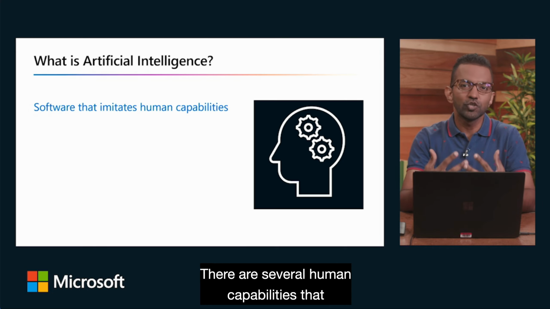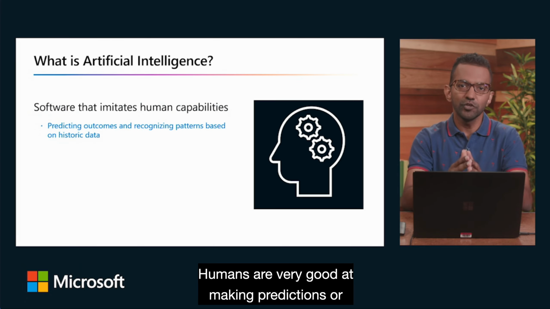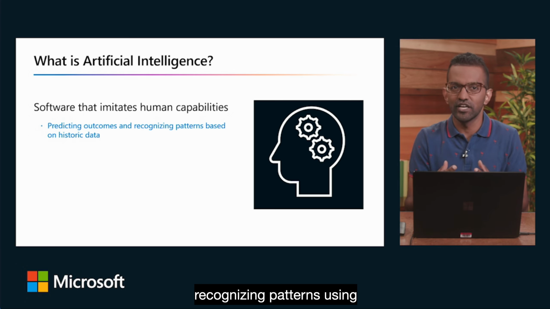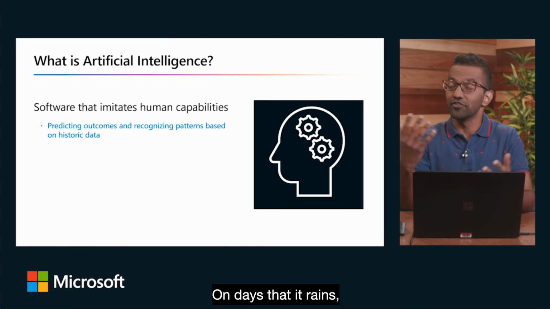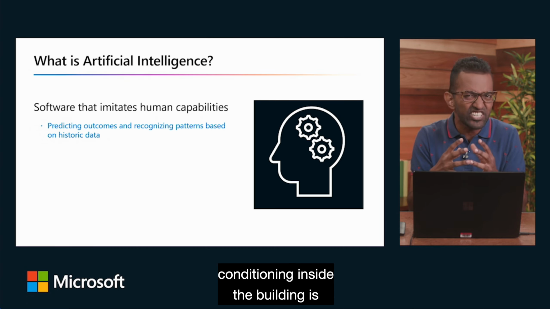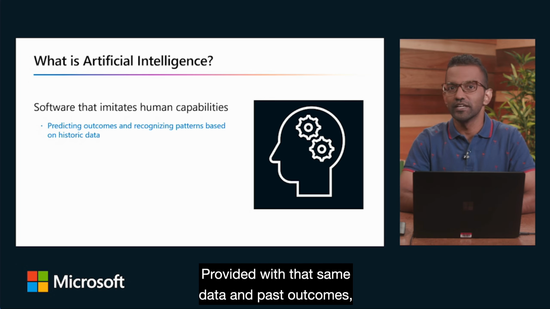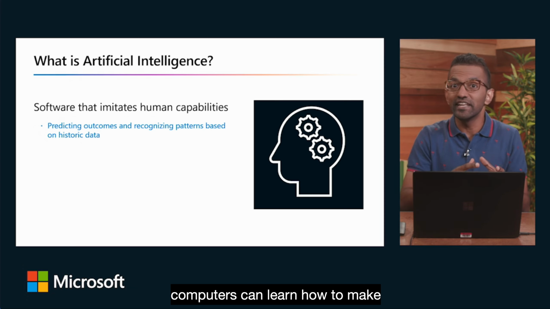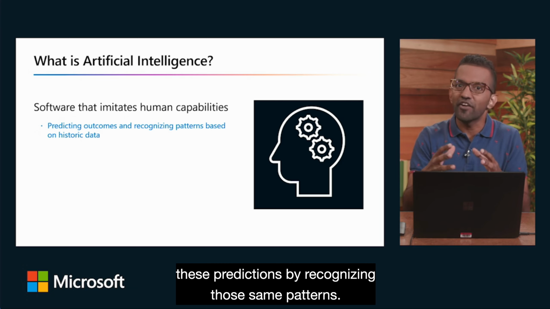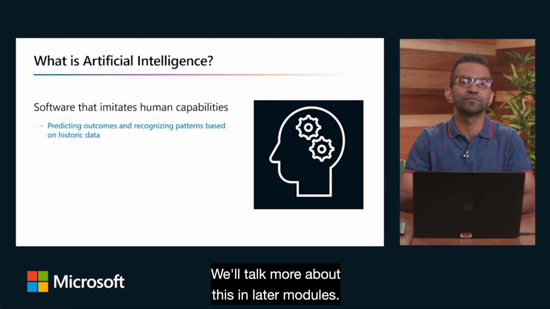There are several human capabilities that AI can imitate. Let's look through some of them. Humans are very good at making predictions or recognizing patterns using available information and experience. On days that it rains, we might notice that the air conditioning inside the building is a little colder, so we might raise the temperature in response. So provided with that same data and past outcomes, computers can learn how to make these predictions by recognizing those same patterns. We'll talk more about this in later modules.